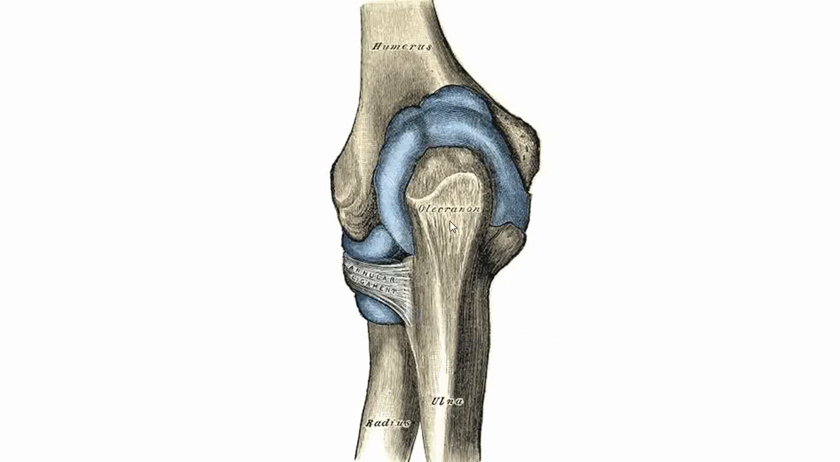So this annular ligament actually blends with the fibrous membrane of the joint capsule, and it's called annular because annulus in Latin means ring, so it forms like a ring around the head of the radius.